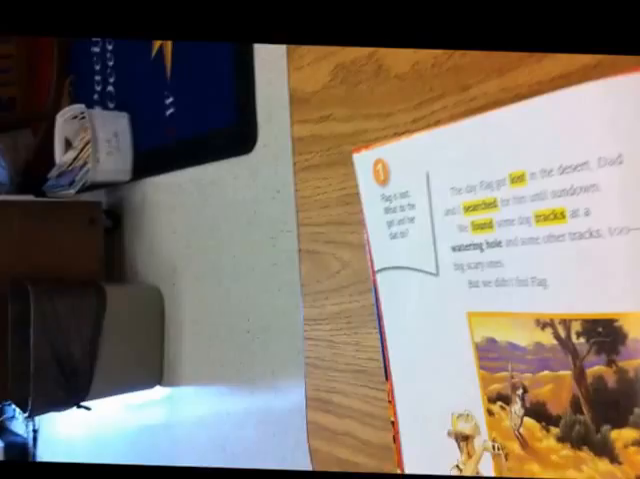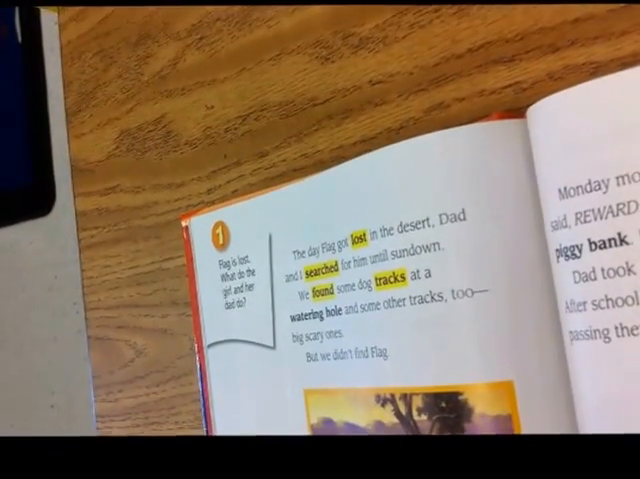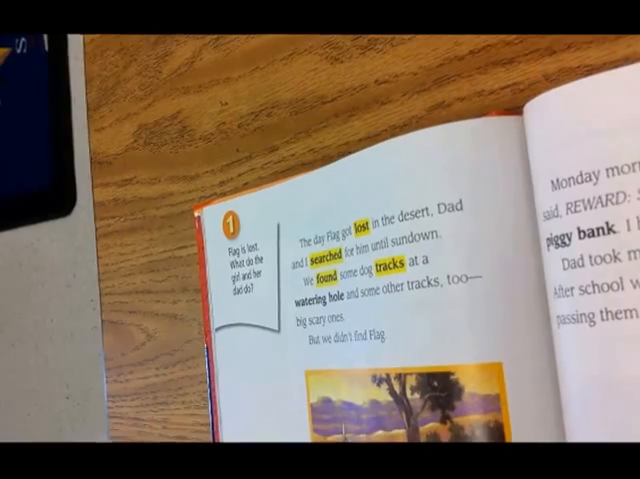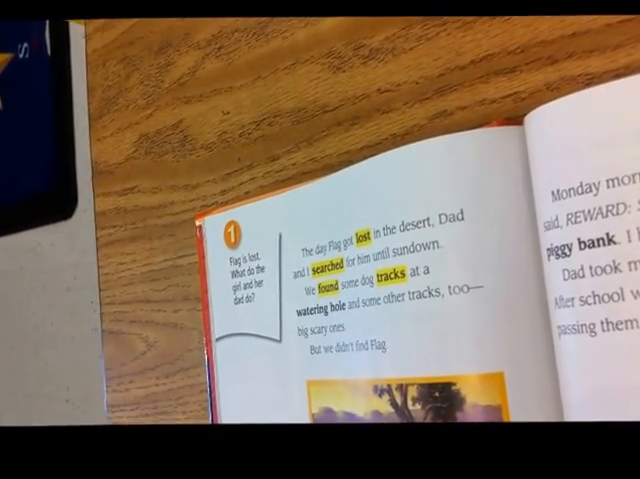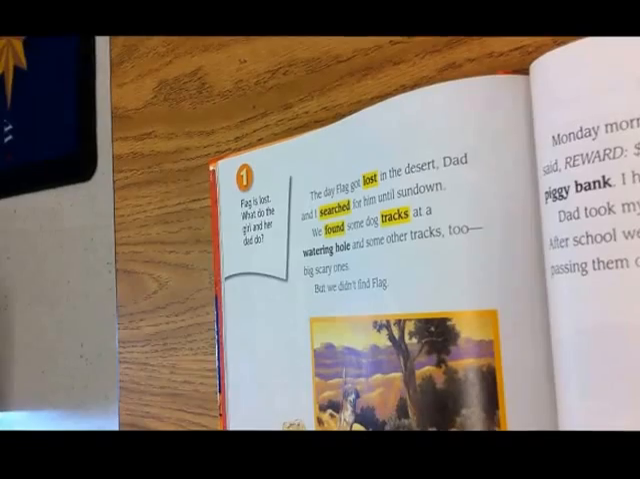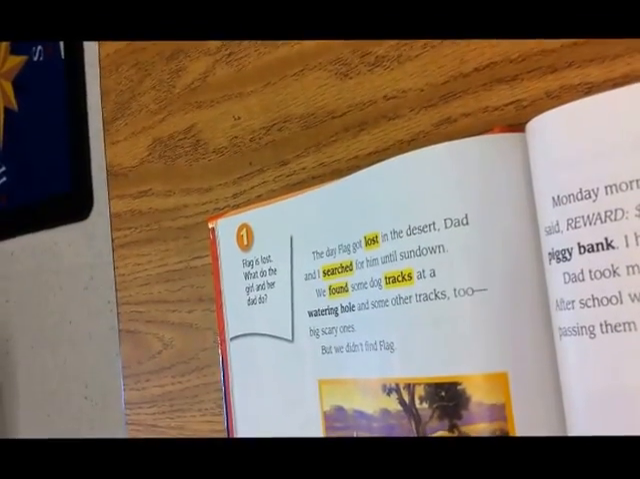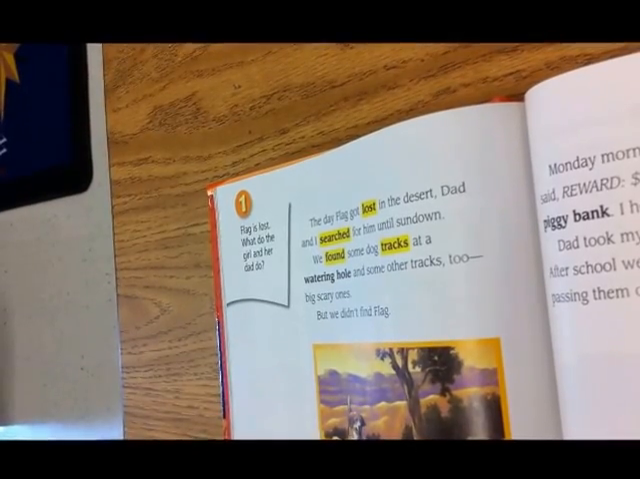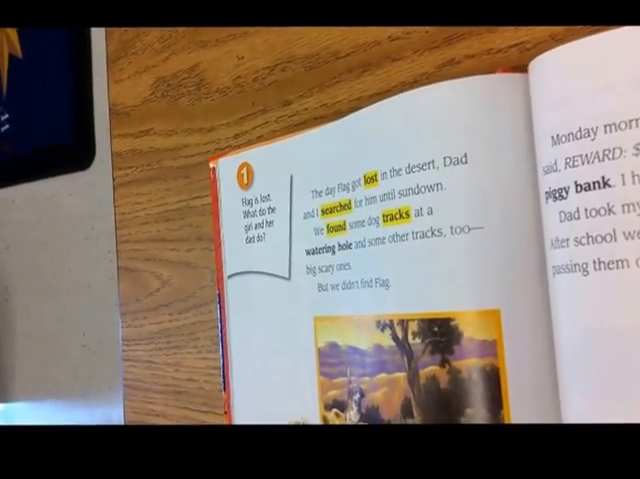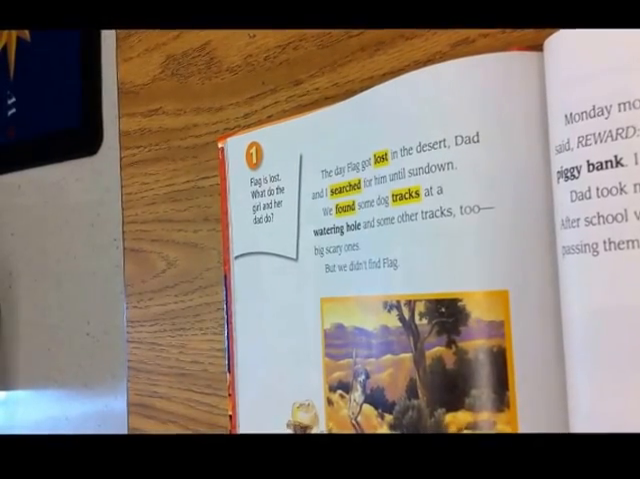Okay, Matthew, could you start by reading page 272? The day Flag got lost in the desert, Dad and I searched for him until sundown. We found some dog tracks at a watering hole and some other tracks, two big scary ones. But we didn't find Flag.